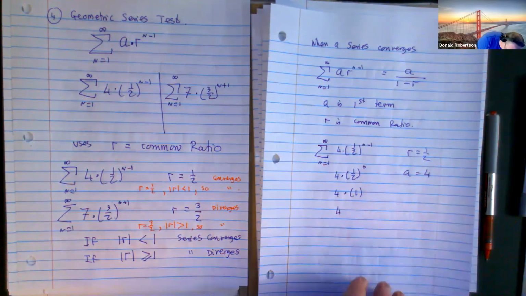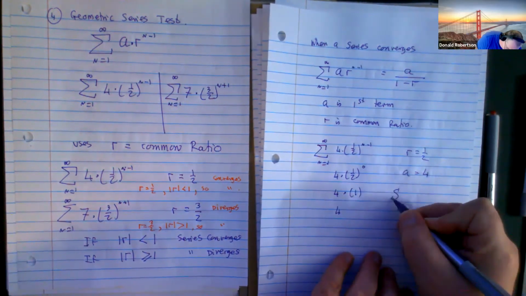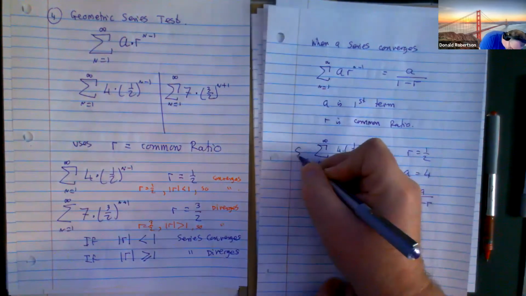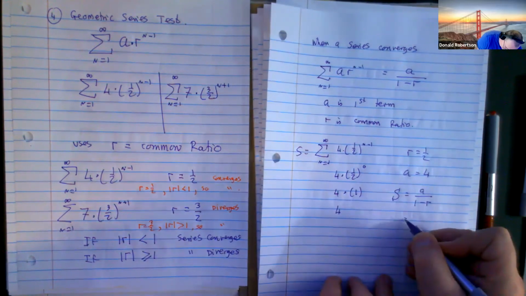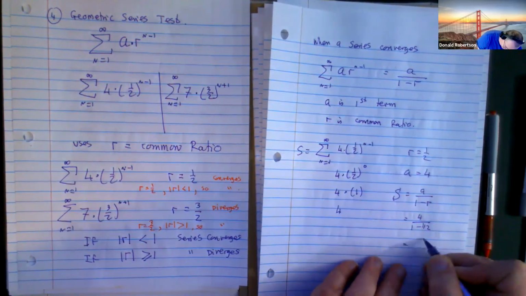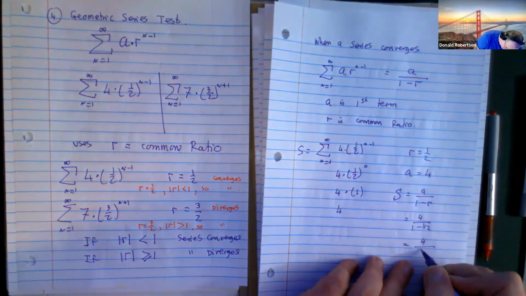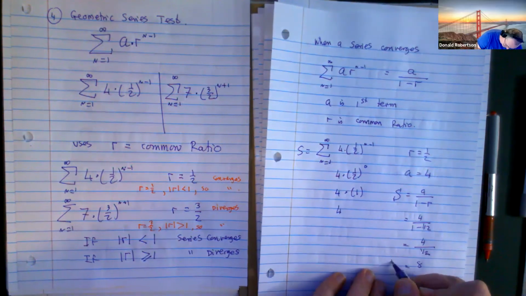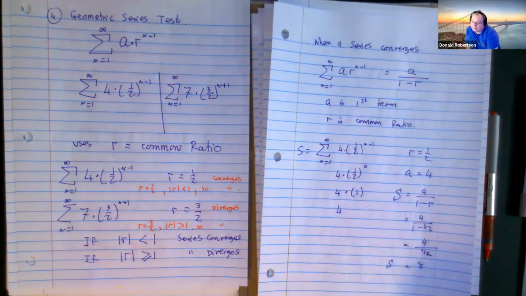Now, you put them together. The sum then is A over 1 minus R, right? So that's going to be 4 over 1 take away a half. That's going to be 4 over a half. And that's going to be 8. So far, so good.